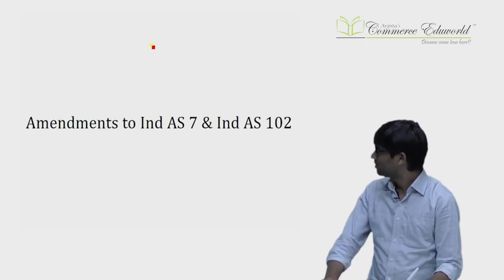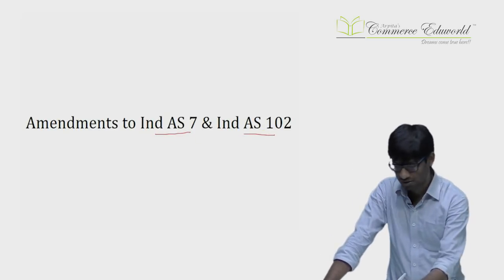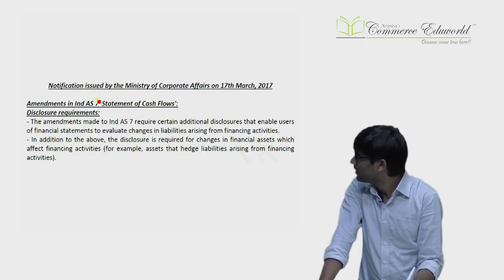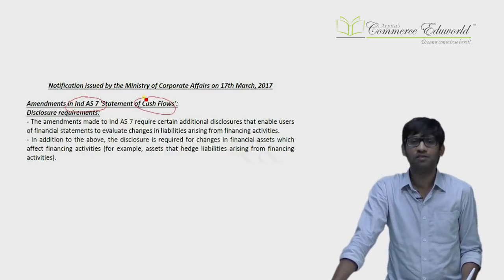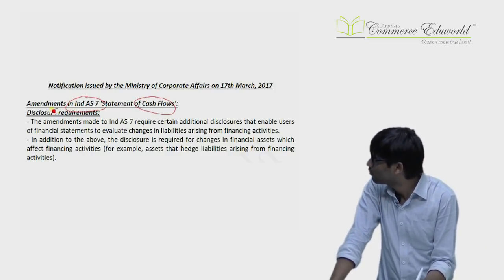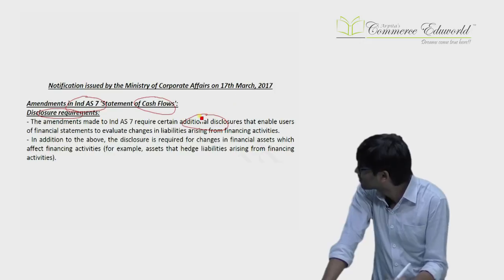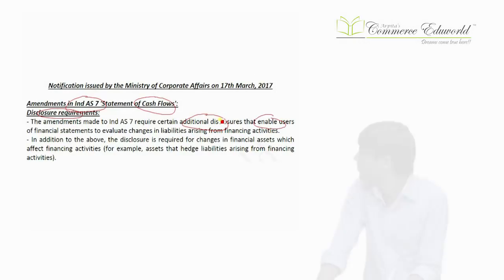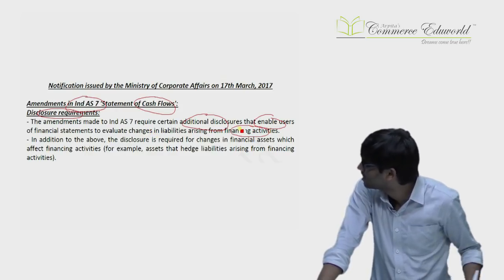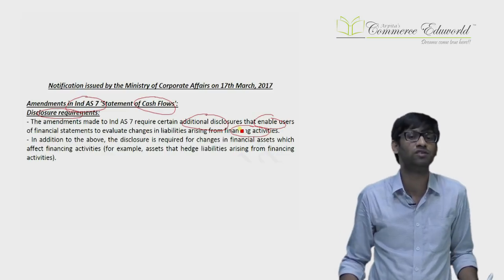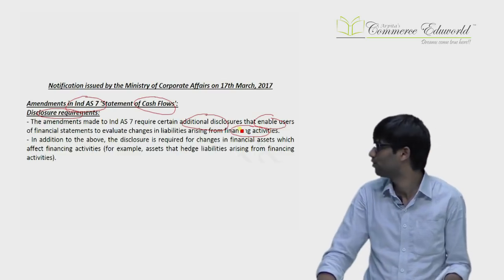Now these amendments are there in two IND AS, that is IND AS 7 and IND AS 102. Let us start. First of all, amendment in IND AS 7. IND AS 7 is based on cash flow statement. In that there is a small amendment regarding disclosure requirement. They have added certain additional disclosures which have to be made. Why? Because they will enable the users of financial statements to better analyze the financial activities. So some extra disclosures are required to be made in relation to financing activities. That's the first amendment over there.